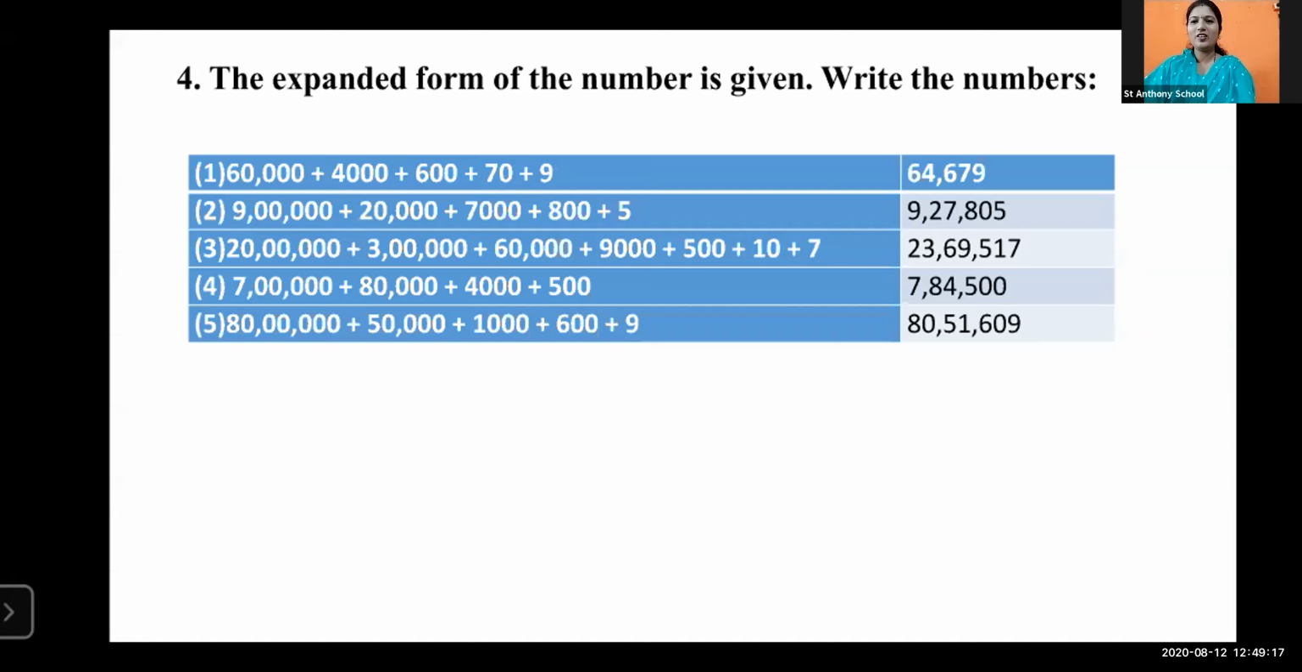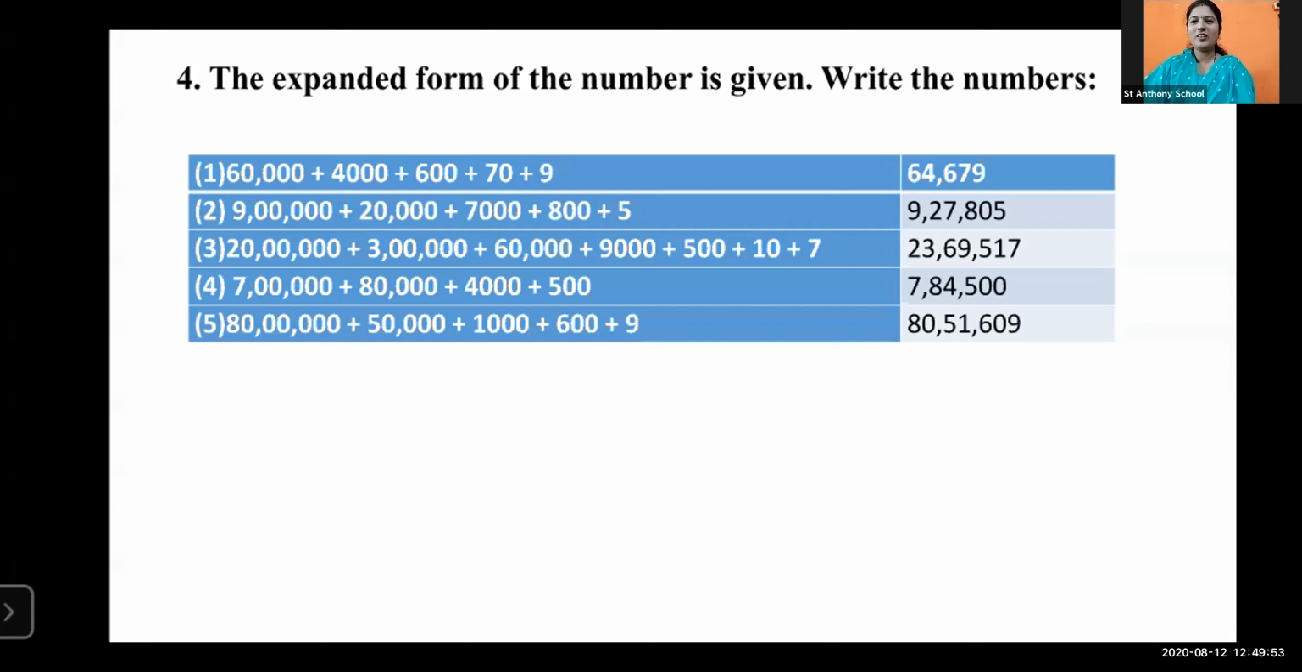So first is 60,000. How many digits are there in 60,000? 5. So our answer should be a 5 digit number only. Remember, this is a basic thing: the number of digits in the first number is the number of digits our answer should have. If 60,000 is here, then our answer should be a 5 digit number only. Now 60,000 means we'll write 6.